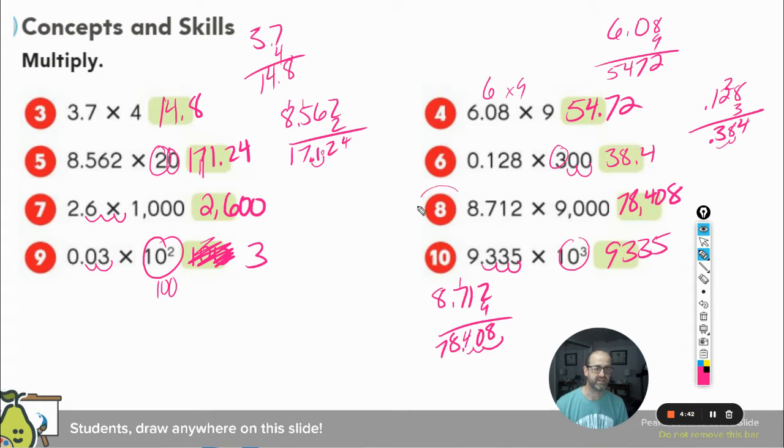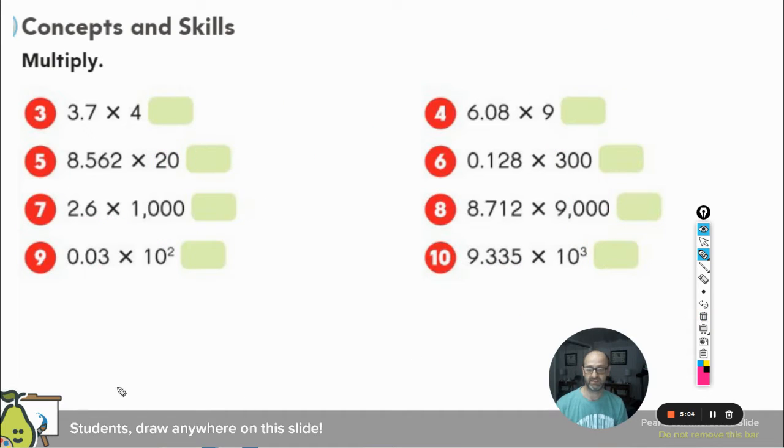You get that. This one here, I did the 8.712 times 9. Since that's roughly 8 times 9 or 9 times 9, it's going to be between 72 and 81. Put my decimal there. Multiply by the 1,000. Move my digit 3 places, and that's how I get 78,408. All right. Hopefully y'all are doing okay with these. Let's clear and continue.